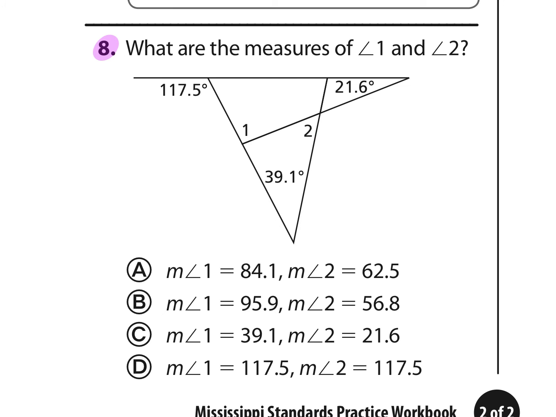Number 8, what are the measures of angle 1 and angle 2? At first glance, when I'm looking at this problem, I see multiple triangles within the diagram. So I'm going to start by looking at angle 1 and seeing what I can determine. I notice that it's inside this triangle. And when a side of this triangle is extended, it forms one exterior angle. So I've got this exterior angle, 117.5, this interior angle 1, and this interior angle 21.6. So that's two remote interior angles.